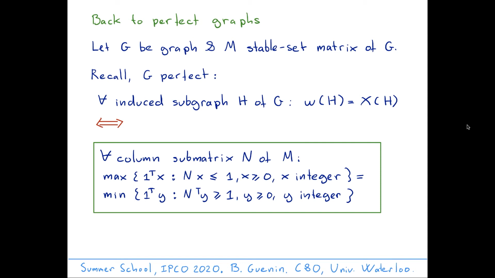Because looking at column submatrices of the stable set matrix is equivalent to looking at induced subgraphs, and the maximization is computing the size of the largest clique, and the minimization is computing the minimum number of colors needed to color the corresponding induced subgraph.